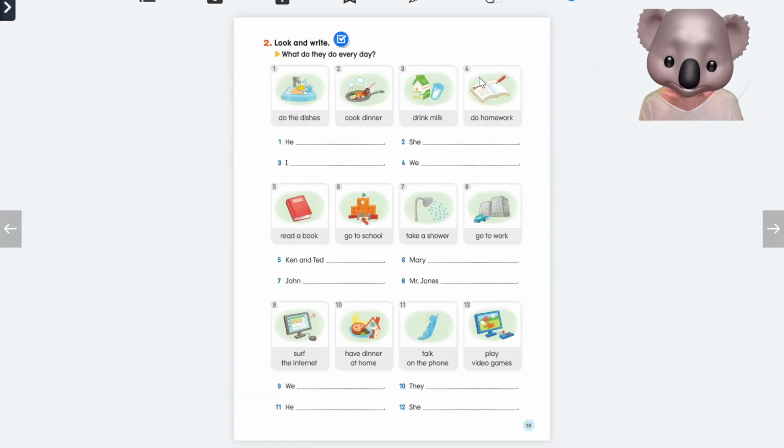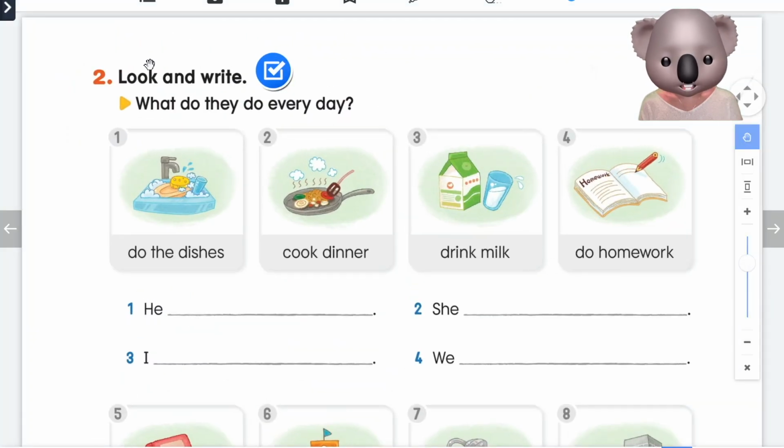On page 35, the directions say, look and write. What do they do every day? Every day 하는 거라면 습관으로 하는 거잖아. So we need to add s, es 또는 change the y to ies. Number 1, do the dishes. Remember, we only change the verb for she, he, or it.